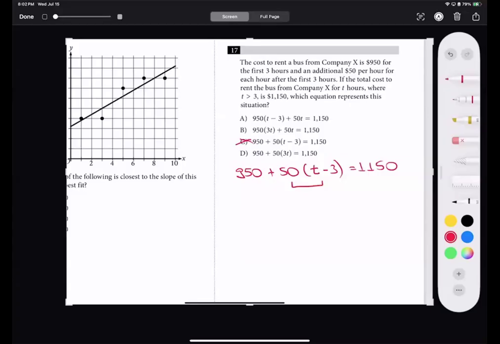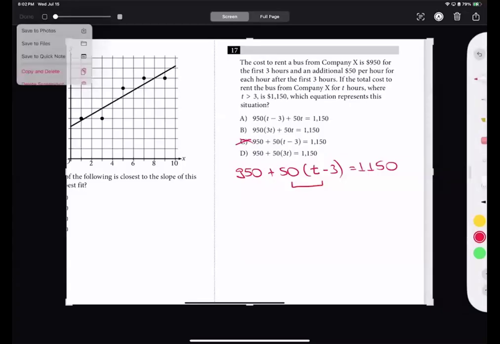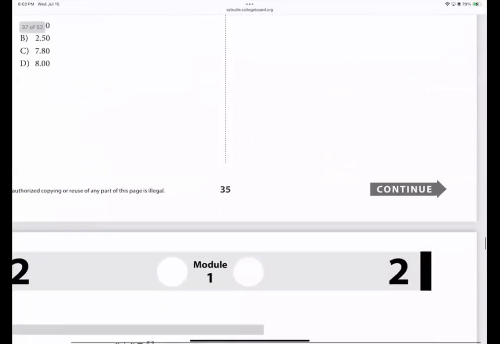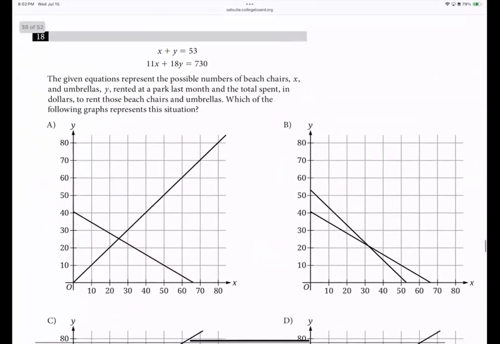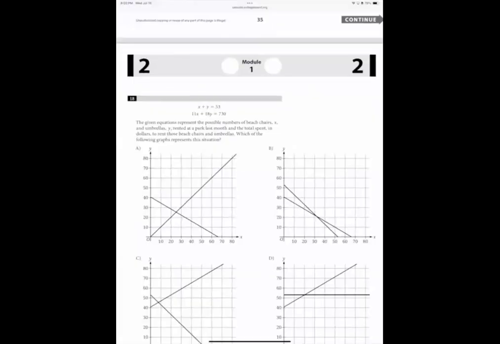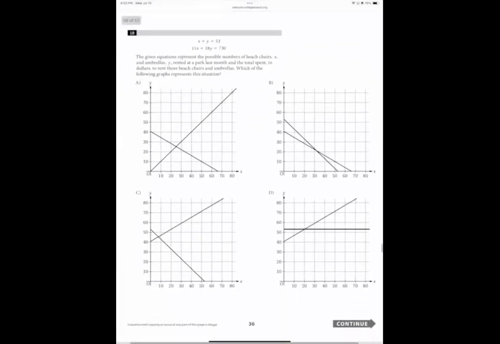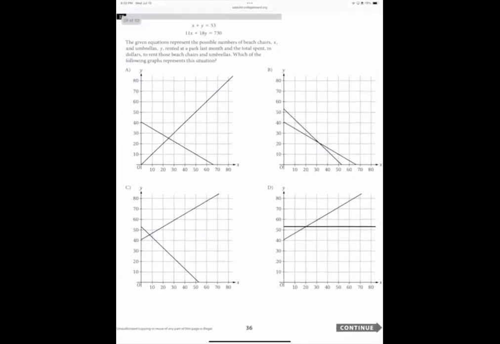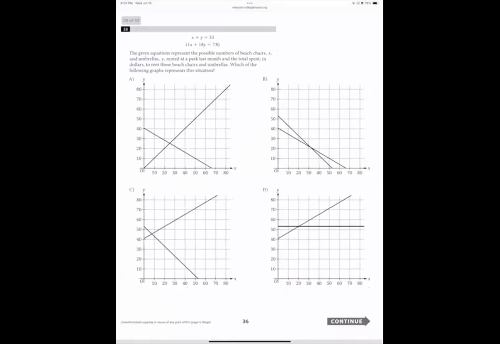Okay. Well, I need to do something here. Let's see if it will work. Just a second. So are you able to see the entire screen, the entire question? Yeah. Okay.